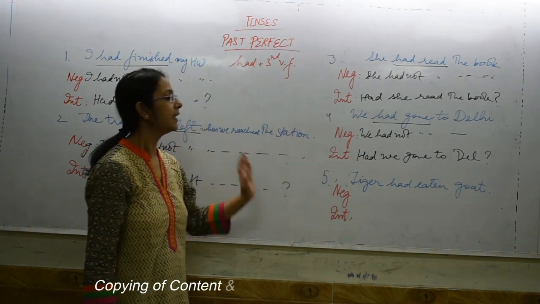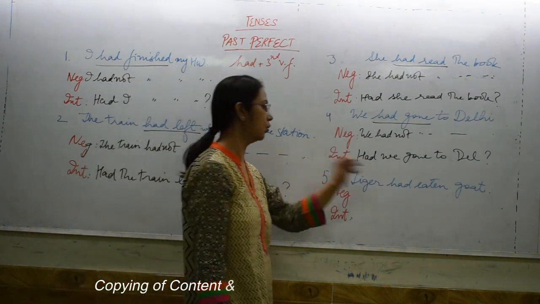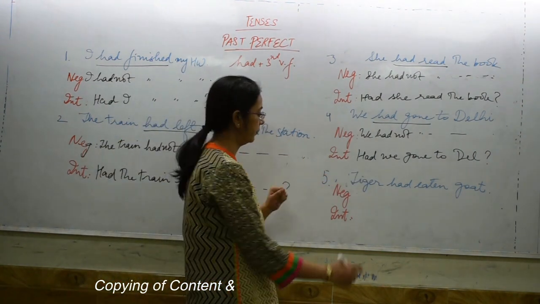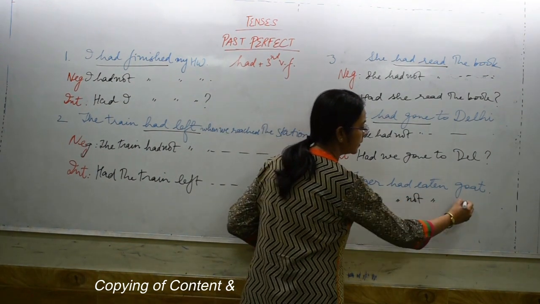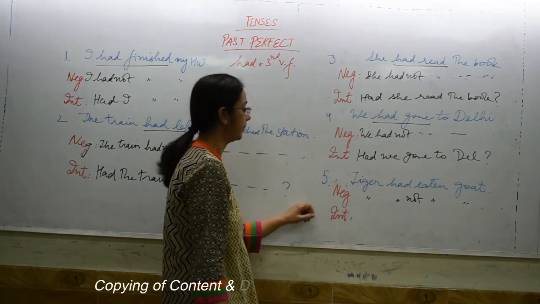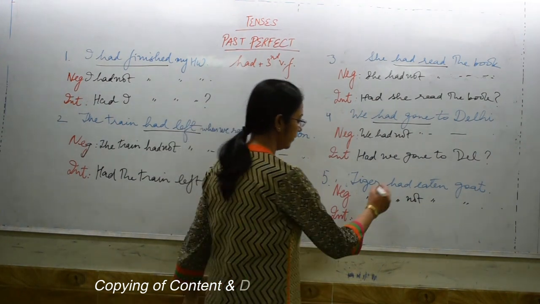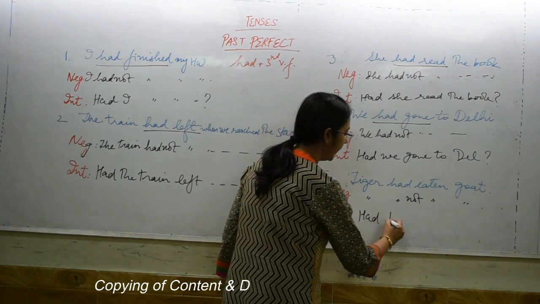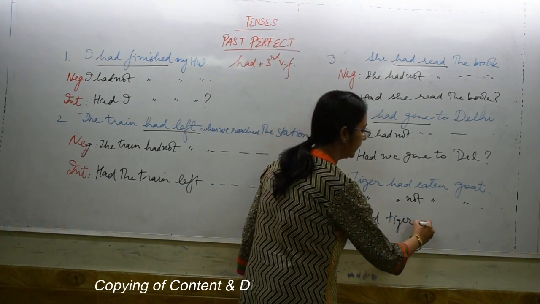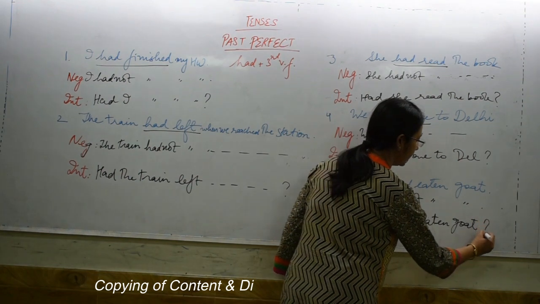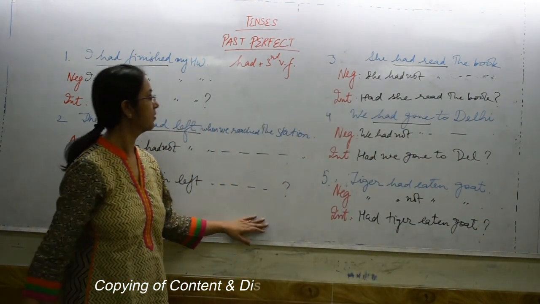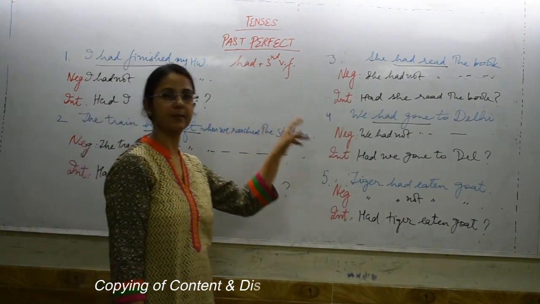Tiger had eaten goat. Negative: Tiger had not eaten goat. Interrogative: we begin with had. Had tiger eaten goat? Question mark. So, this is all we have for past perfect.